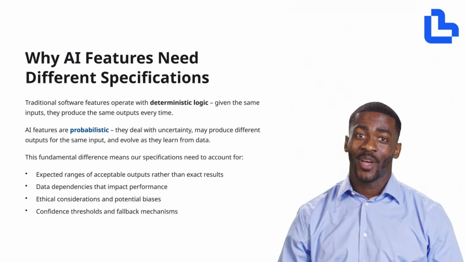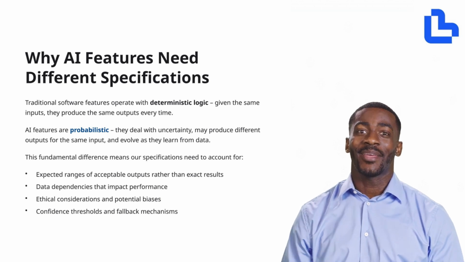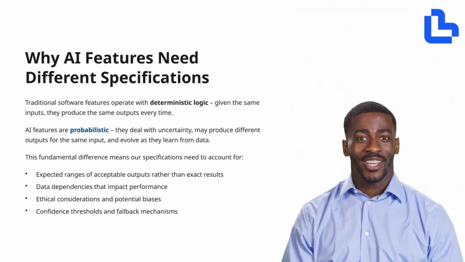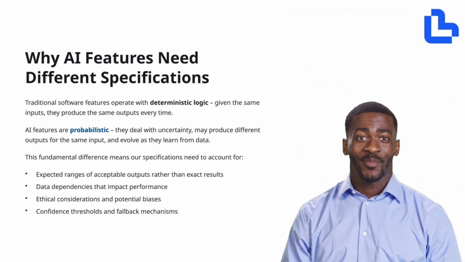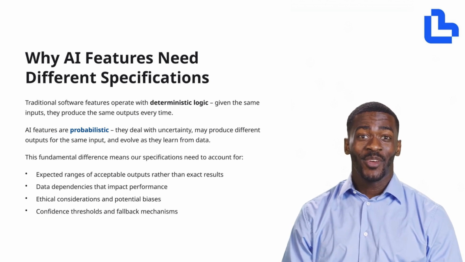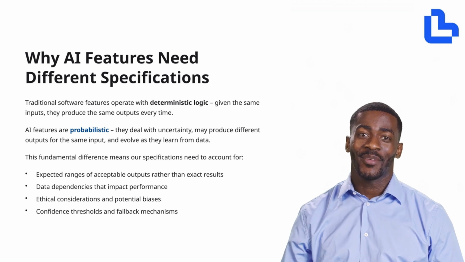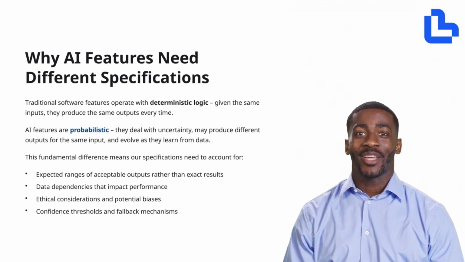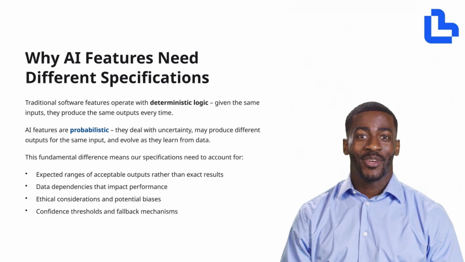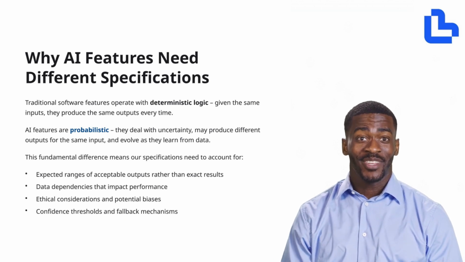AI features are probabilistic by nature. They operate in a space of uncertainty, learning from data and adapting over time. That means the same input might produce different outputs depending on the model's training, the context, or even the randomness inherent in the system. This shift from deterministic to probabilistic behavior changes everything about how we write specifications.